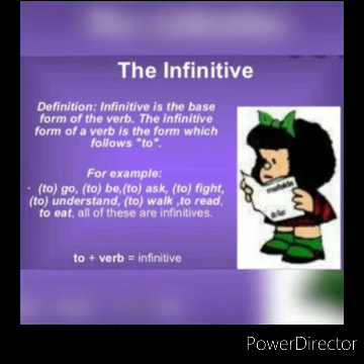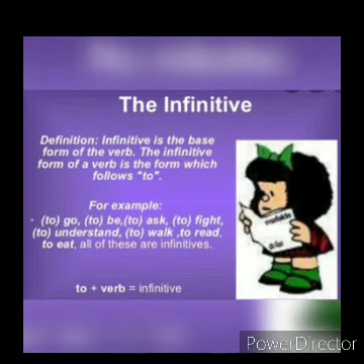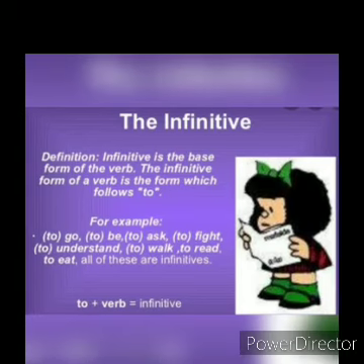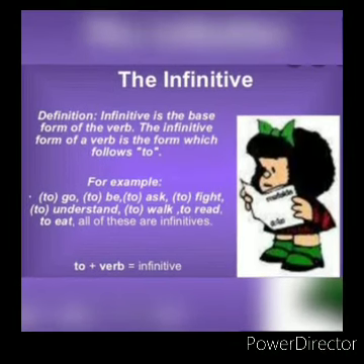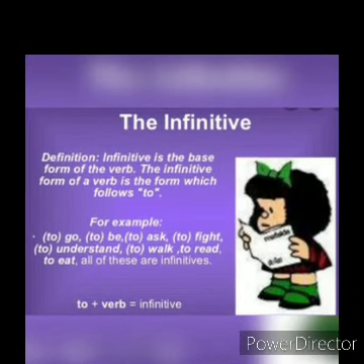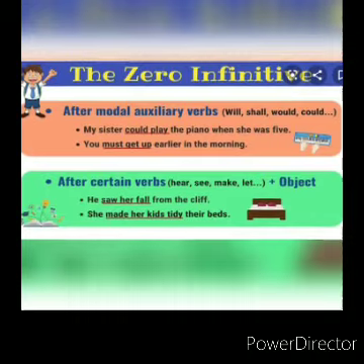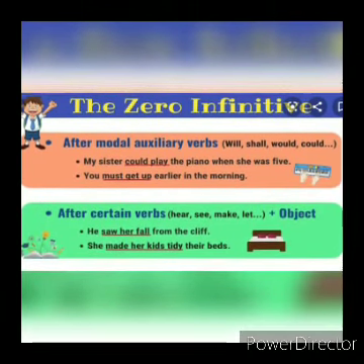Infinitives. Infinitive is the base form of the verb. It is a form of a verb which has to. Example: to go, to be, to ask, to fight, etc. We also have zero infinitives, otherwise known as bare infinitives.